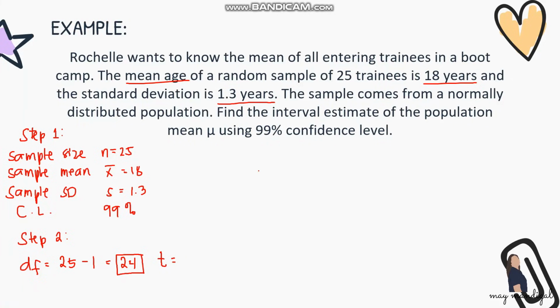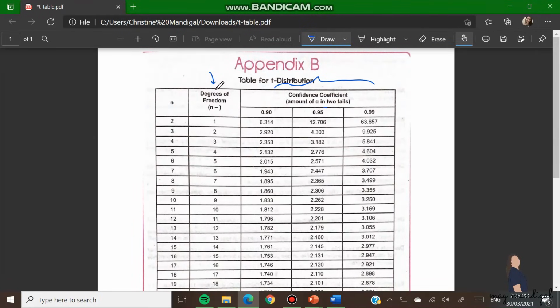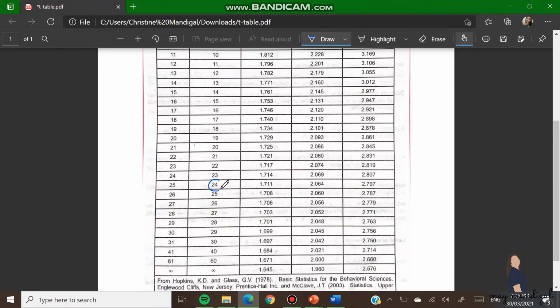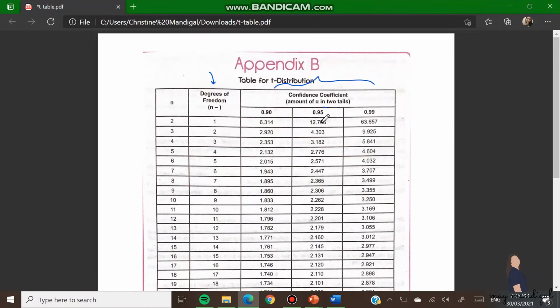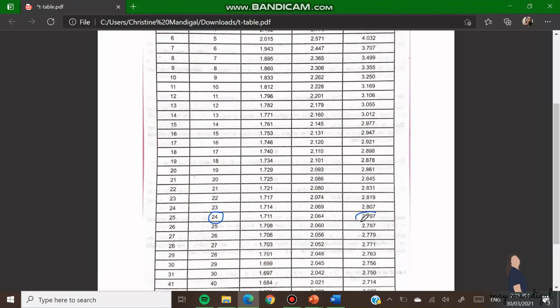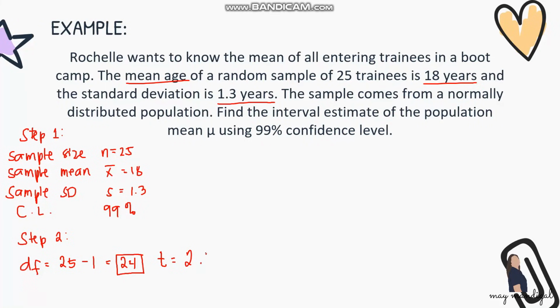So let's go back to the table. So you have to look again at our degrees of freedom. So we have 24, so this one. And our level of confidence this time is 99%. So we will be looking at this column for 0.99. So we have this one, 2.797. So that is now our critical value, or the t-value. So let's write here 2.797.